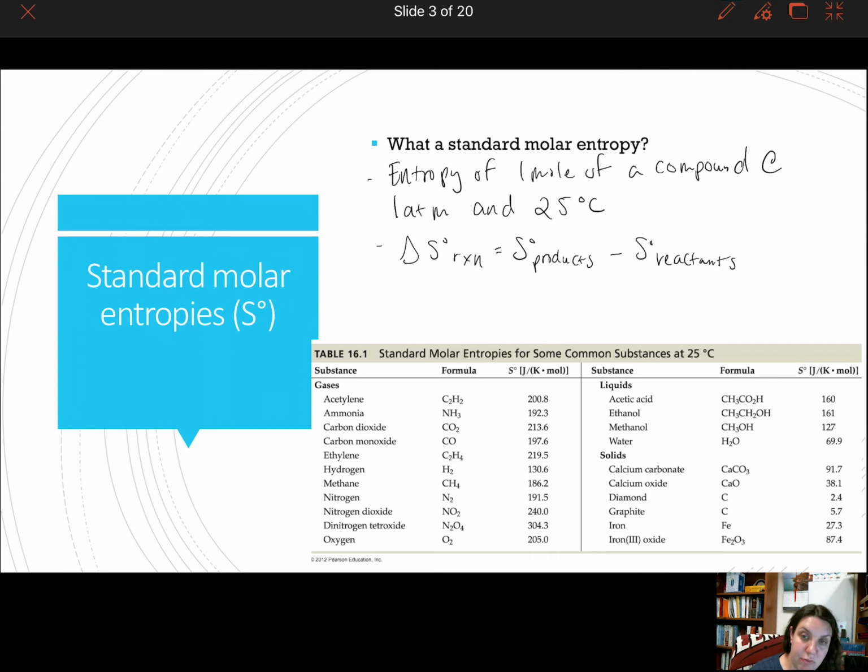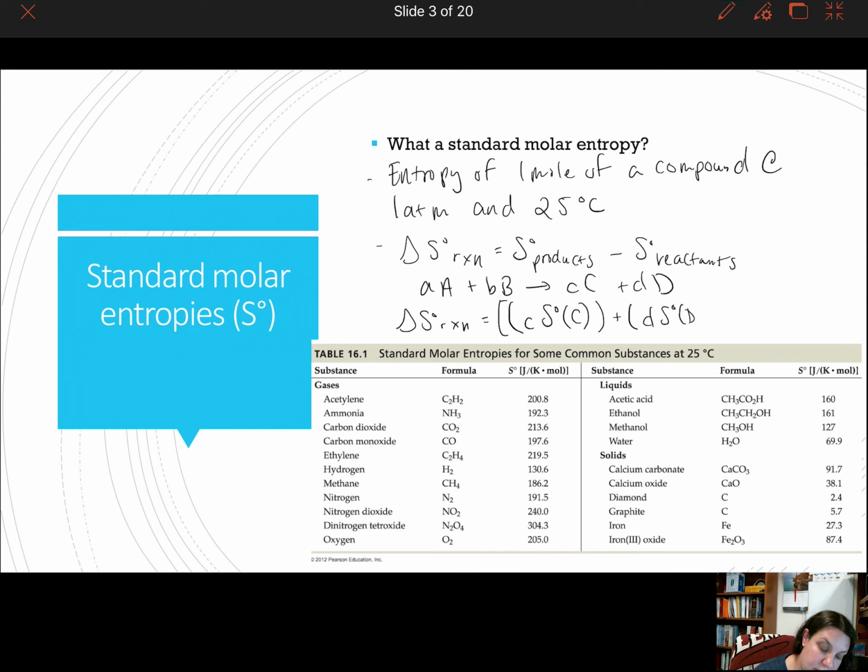So if we have some reaction aA plus bB goes to cC plus dD, our delta S of our reaction would equal c times the standard molar entropy of C, plus d times the standard molar entropy of D, and then we subtract out our reactants, a times A and b times B.